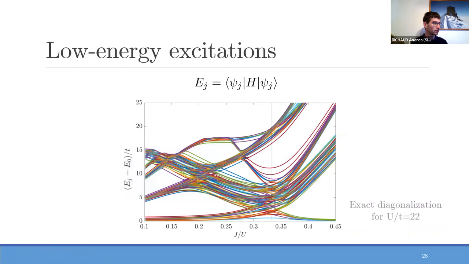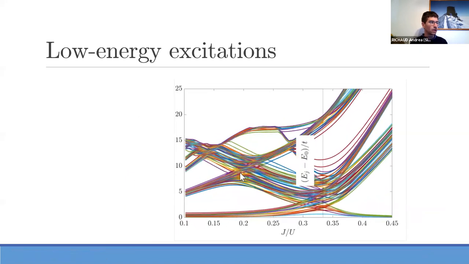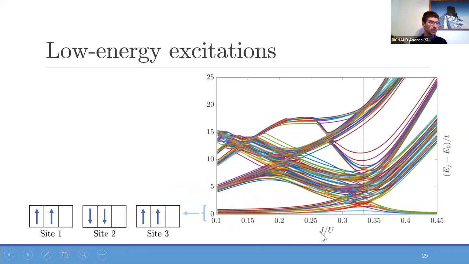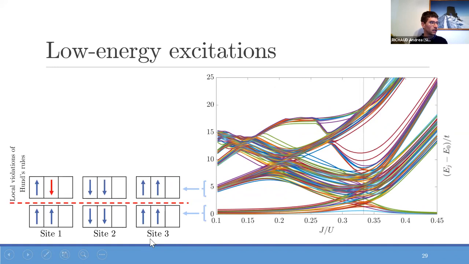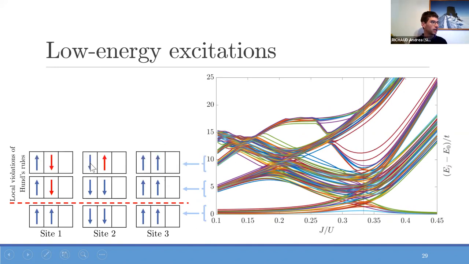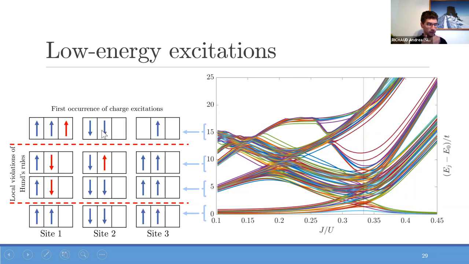Another way to look at this phenomenon is through the analysis of the many-body spectrum of the system. I take the Hamiltonian and find the first 4,000 energy levels. And you can recognize some bundles, some branches of energy levels. Now I show you in detail. Let's focus on the left part, small values of J over U. Here is the bundle of states corresponding to this configuration. The first excited band is the one where you start violating Hund's rules. So you no longer have high spin and high orbital angular momentum, but you start flipping the spins locally. And then the following bundle is where you start flipping another local configuration. Only at higher energies do you find the occurrence of charge excitation. So here you start breaking your insulator at high energies.